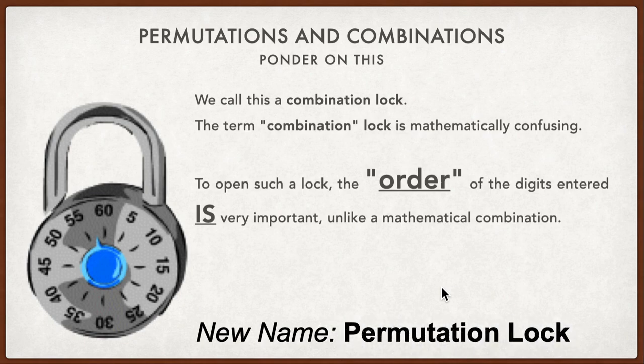This is just something that can help you remember or differentiate permutations and combinations. Permutations have order. Looking at this lock, this is now a permutation lock, compared to its usual name, a combination lock. This is just one of those things that may help you remember the definition of permutations compared to the definition of a combination.